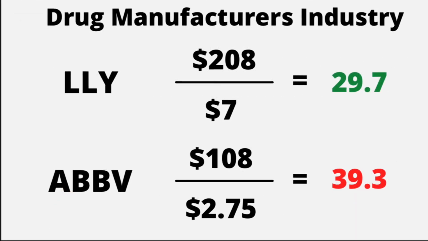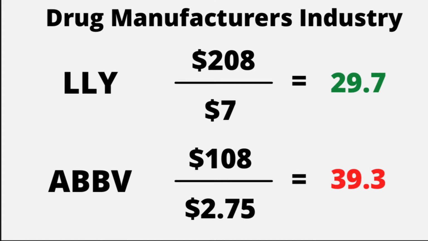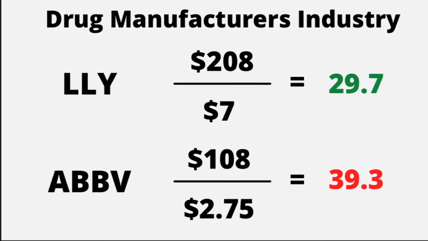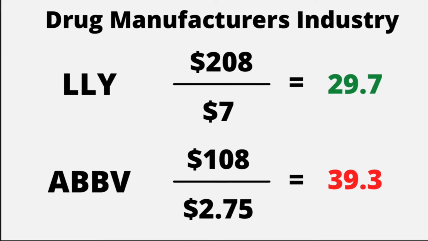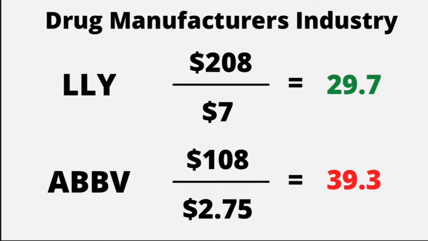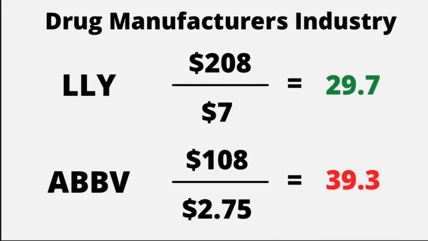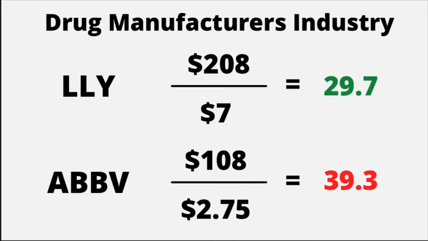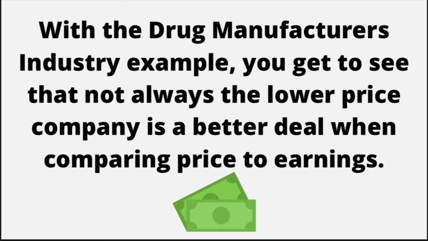Let's look at another example in the drug manufacturers industry. So you have Eli Lilly and AbbVie. Eli Lilly has a stock price of 208 with an EPS of 7, giving you a P/E of 29. AbbVie has a stock price of 108 with an EPS of 2.75. So in this example, the higher priced stock, Eli Lilly, is actually a better buy regardless of the higher stock price.